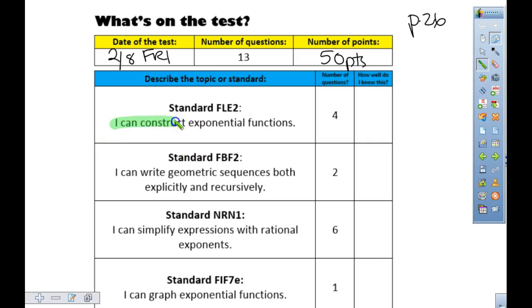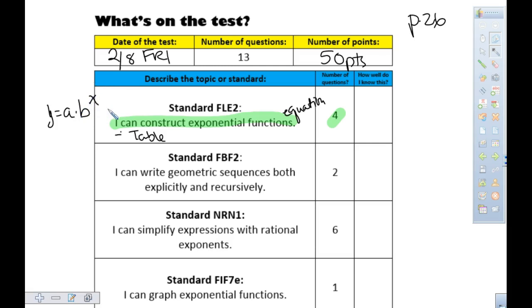The first one, I can construct an exponential function. There are 4 questions on that. I will give you a table and say, write the equation. So when you construct this exponential function, I'm really wanting you to write an equation, right? Our equation for exponential is y equals a times b to the x. A lot of them won't have a plus c.